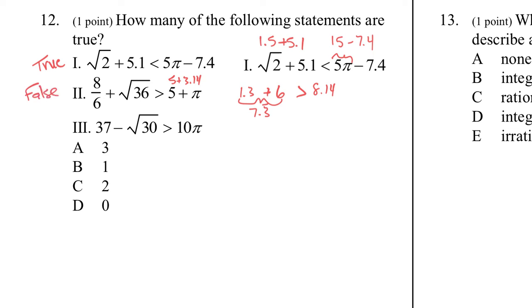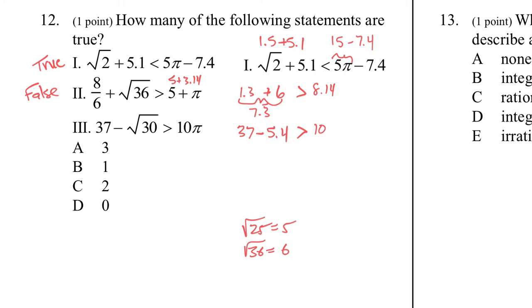And then the square root of 37 minus the square root of 30. Okay. Well, the square root of 25 is 5, and the square root of 36 is 6. And 30 is closer to 36. No, it's closer to 25. So this is 5.4. 37 minus 5.4-ish. Is that greater than 10 times 3.14?